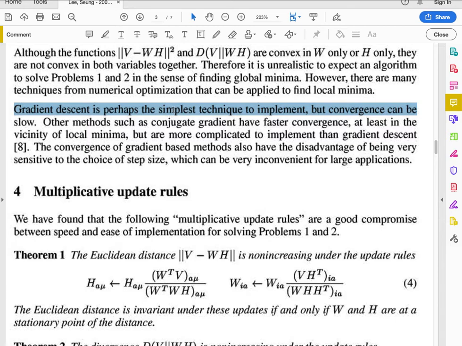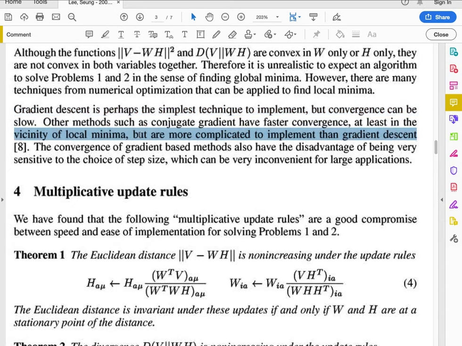Okay, gradient descent is simplest, then why do we need another technique, right? But the convergence can be slow. Gradient descent converges much slower as compared to this one. I have done it, it's really slow. Other methods such as conjugate gradient descent have faster convergence, at least in the vicinity of local minima, but they are more complicated to implement than gradient descent.